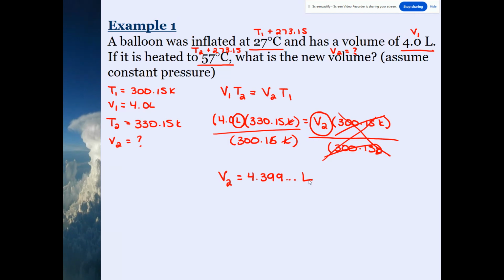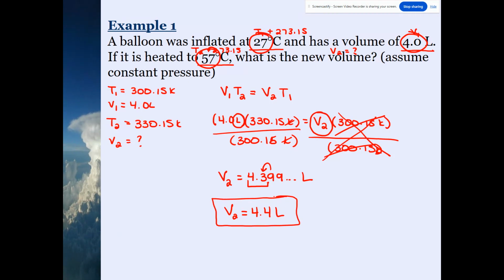It's not my final answer. Sig digs. I do go back and look at the original temperatures in degrees Celsius, how many sig digs they have, and my volume. Everything has 2 sig digs, so I can only have 2 sig digs as well. I'm cutting off a 9, so it's going to round the last digit I'm allowed to keep up, and it will therefore be 4.4 liters as my final rounded answer.